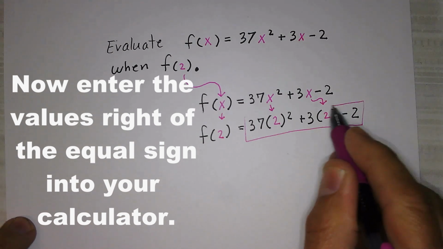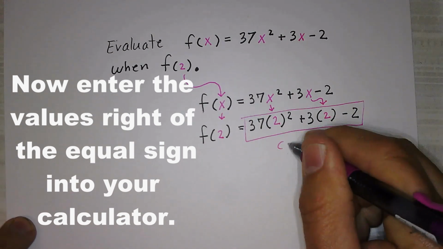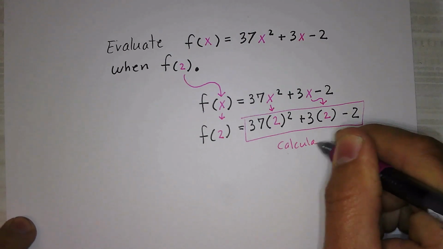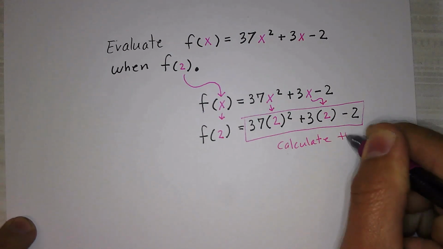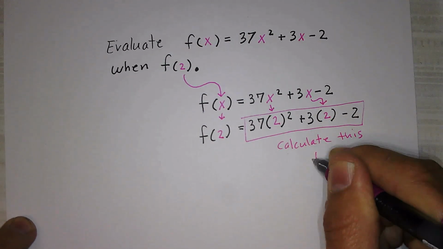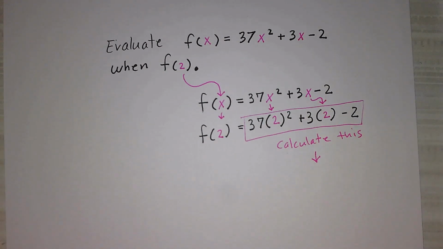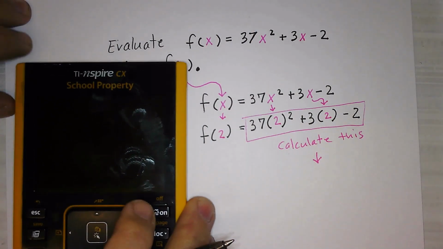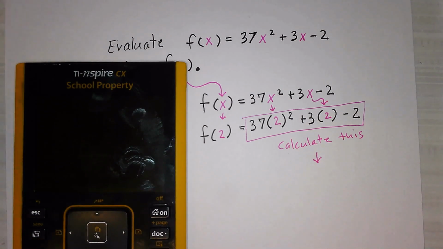So at this time, we can either solve this by hand using order of operations, or we can go ahead and just put it in a calculator. And when I say put it in a calculator, it's everything that you just see me box, what's on the right side of the equal sign. So I'm going to type it into the calculator real quick.